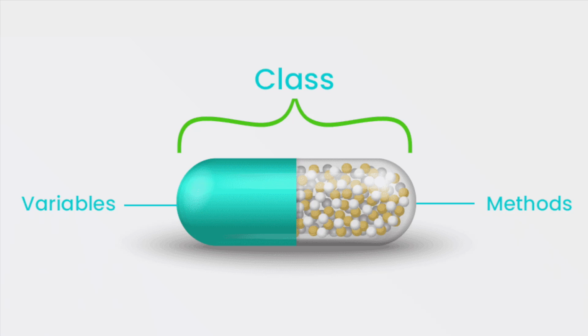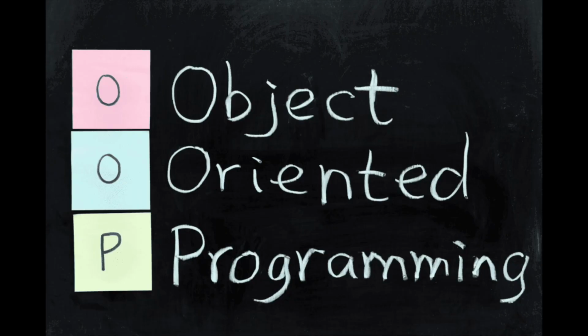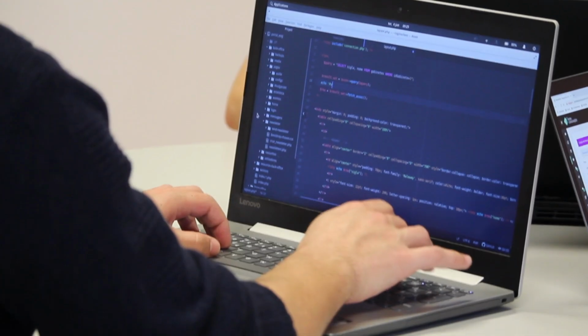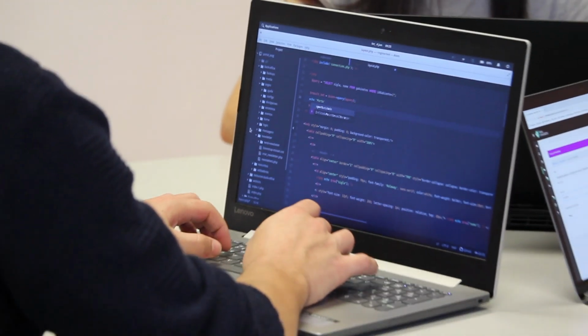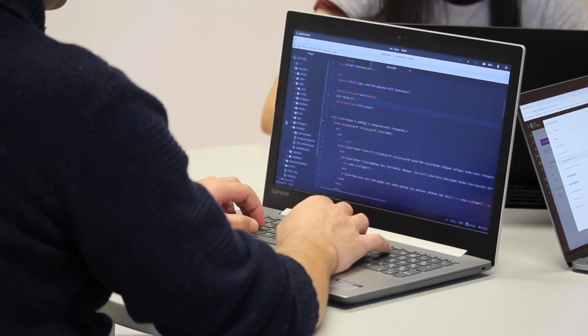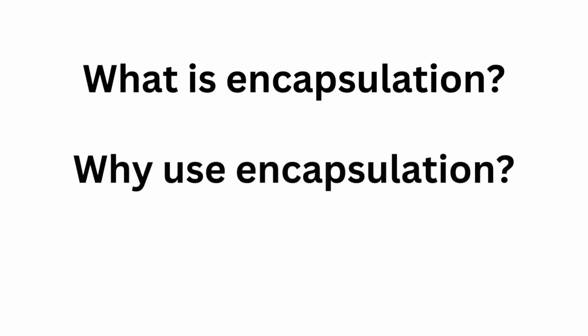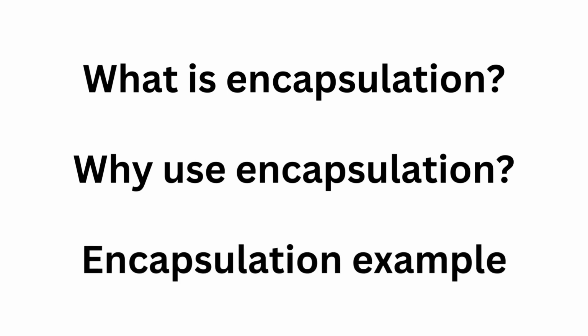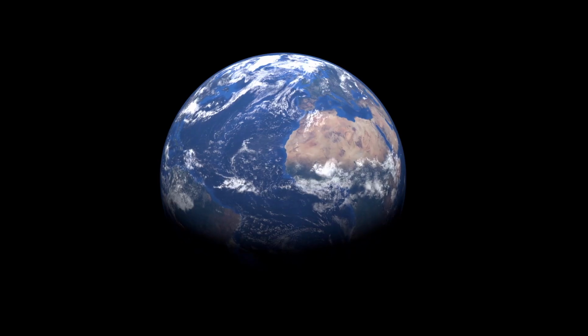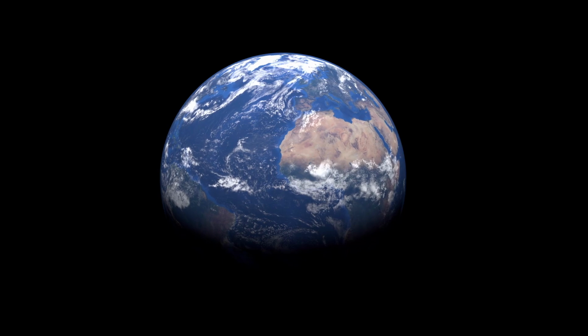Encapsulation is a very important part of object-oriented programming that you should know about. It can be used to create secure, organized, and maintainable code. In today's video, I will go through what it is, the benefits of using it, and a Python example of it in use. To help explain the concept, let's start with a real-world analogy.